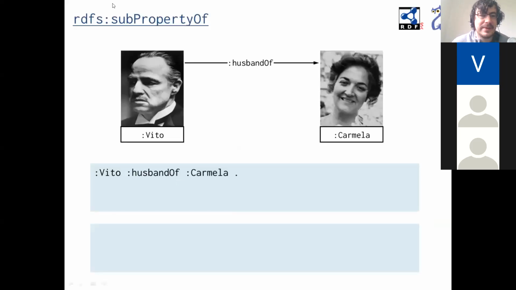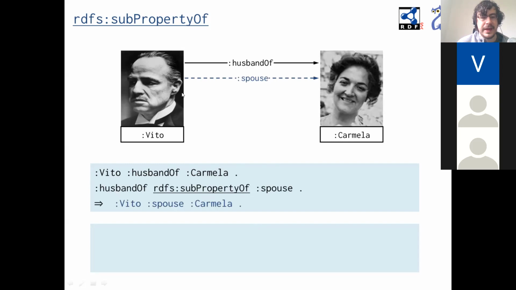Okay, so let's start with some RDFS. We'll return to our examples. This is the general format. OWL extends RDFS, so it also includes the main features of RDFS that we saw in the last class. If we have Vito, husband of Carmela, which is this triple here, and we say that husband of is subproperty of spouse, then we could infer in this case, Vito is spouse Carmela, okay?